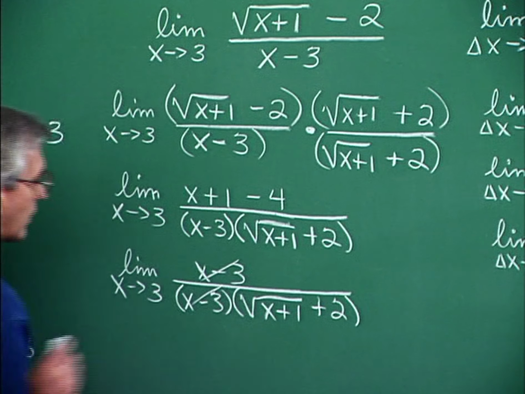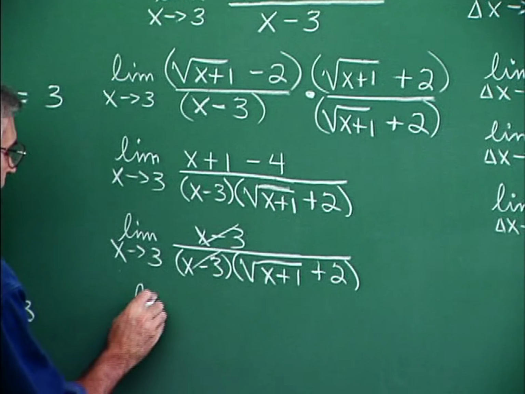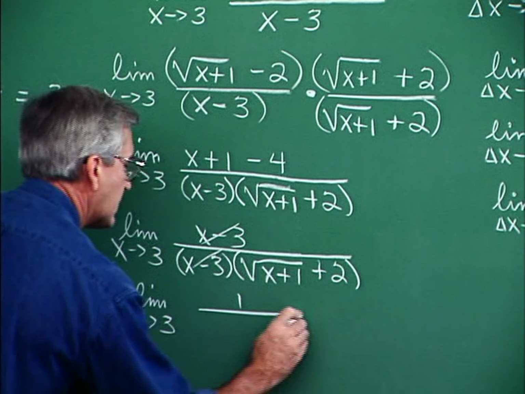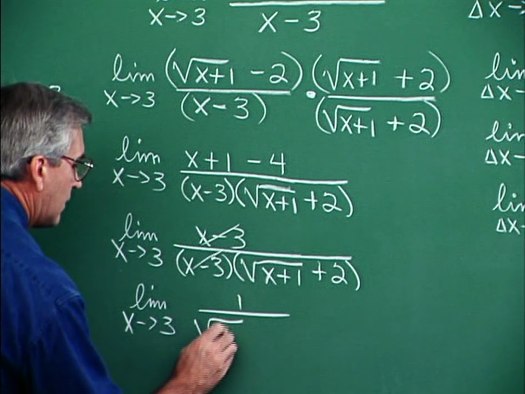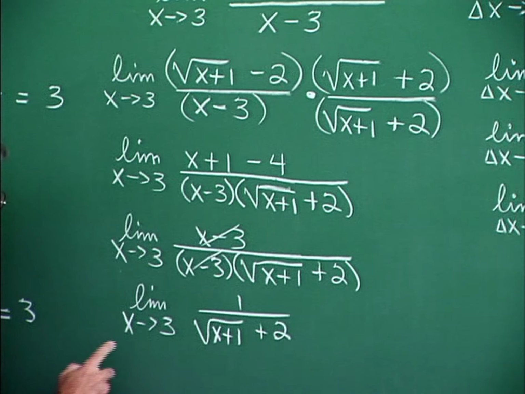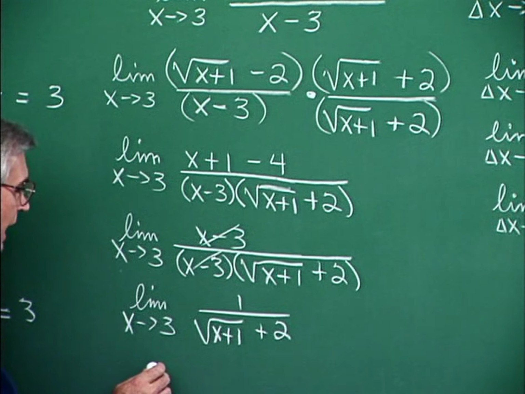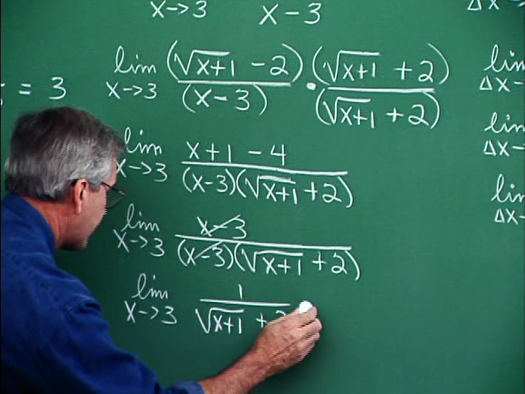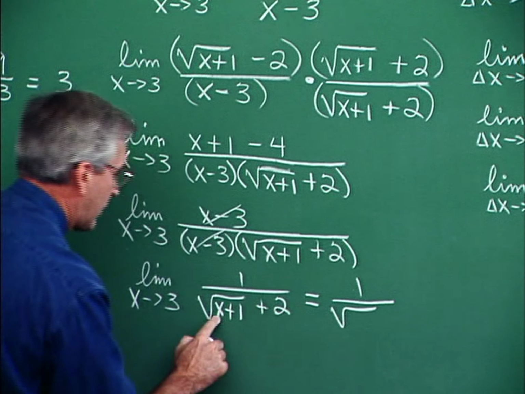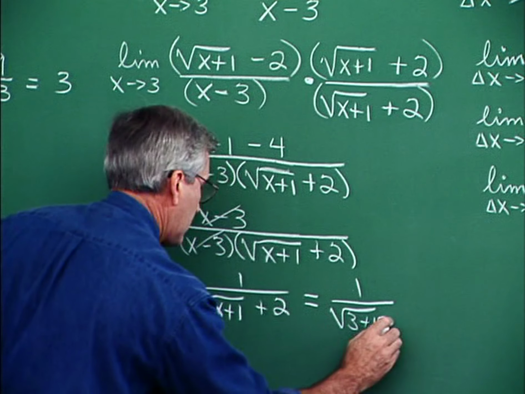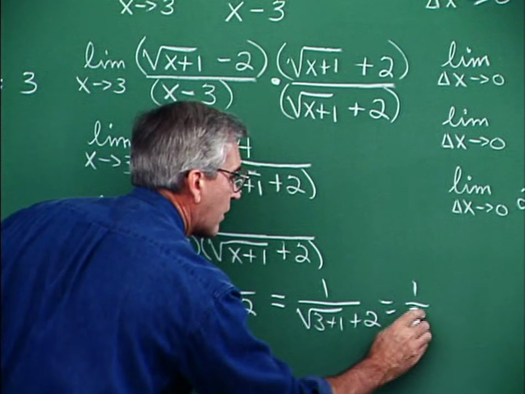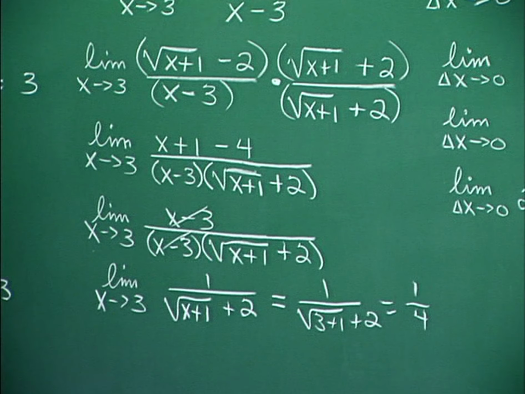So here, let's see, we're canceling, and we have then the limit as x approaches 3 of all of this stuff. Now, by direct substitution, replace x with 3 in here, and this becomes then (3 plus 1), or 4. The square root of 4 is 2. 2 plus 2, 4. This is 1/4. So that limit then turns out to be 1/4.